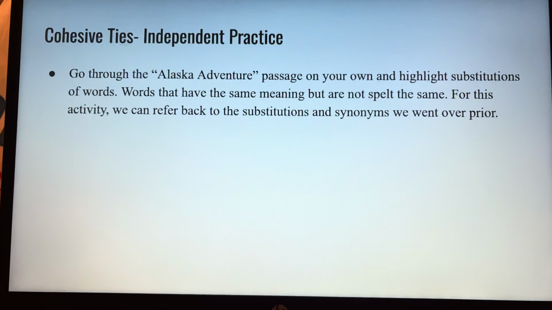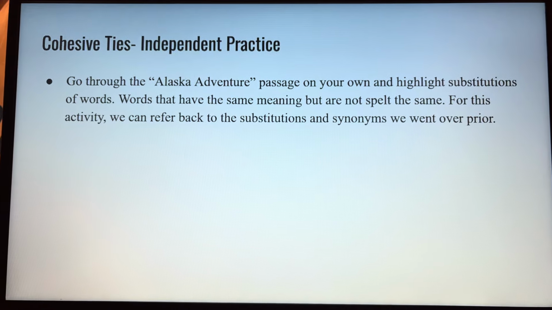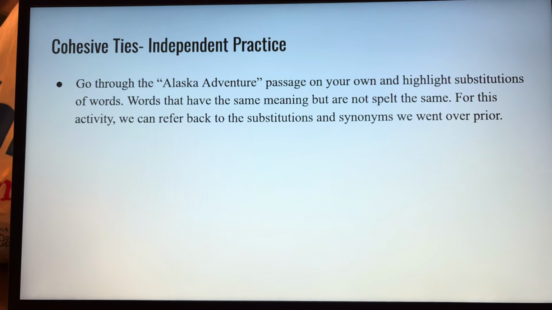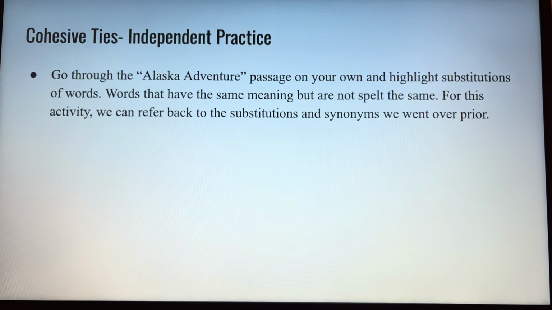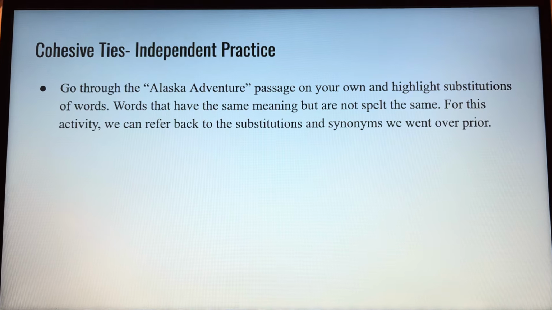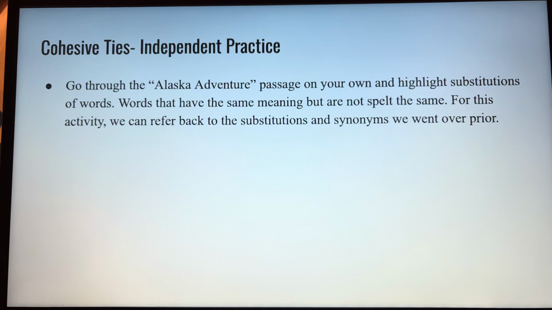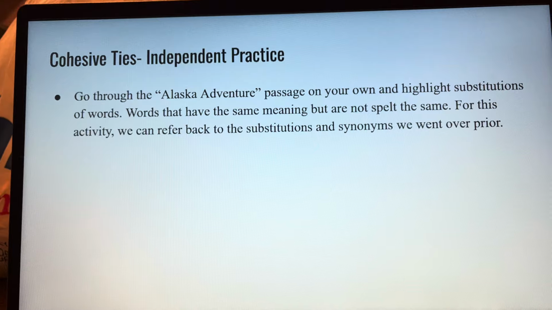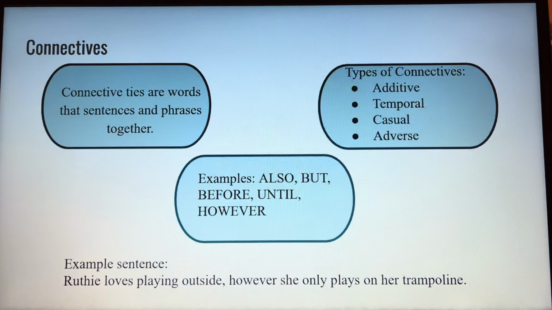Cohesive ties, independent practice. Go through the Alaska Adventure passage on your own and highlight substitutions of words that have the same meaning but are not spelled the same. For this activity, we can refer back to the substitutions and synonyms that we went over prior.